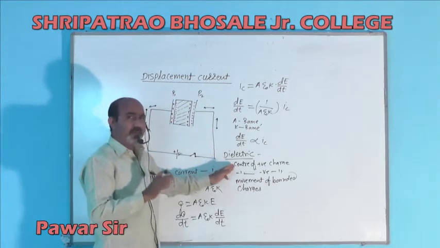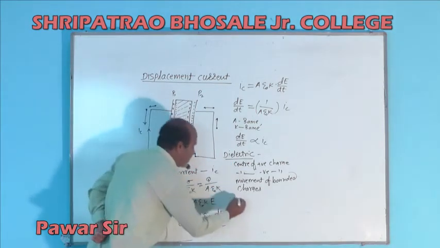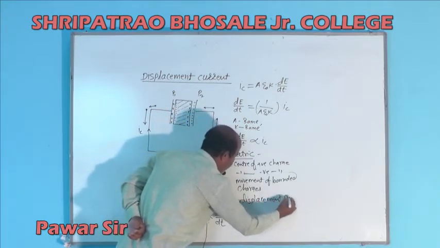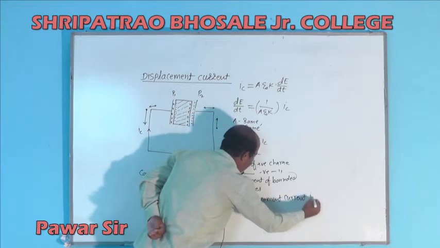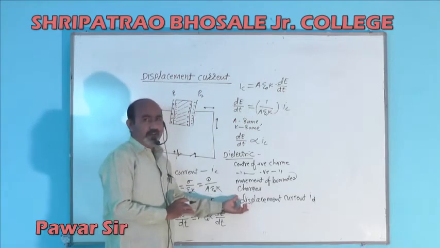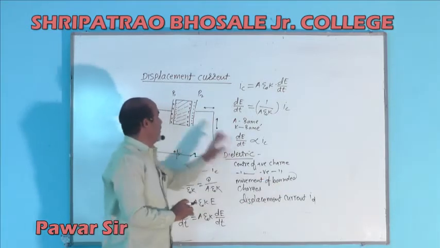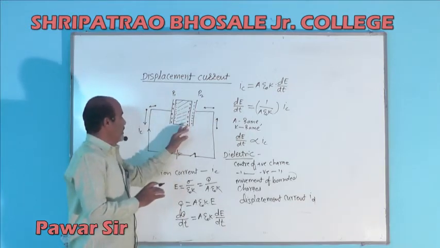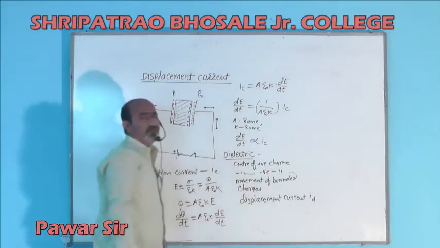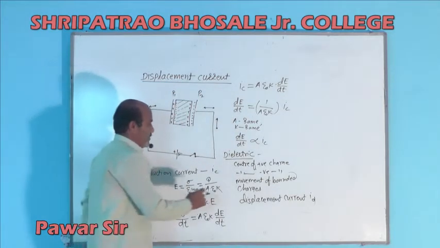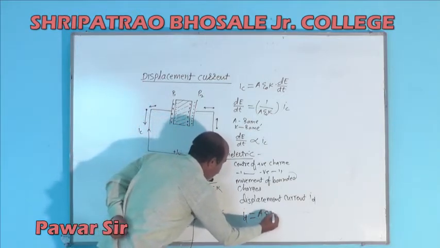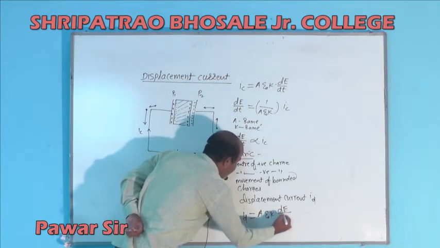This motion of charges produces a current. This current is called displacement current. We denote it by ID. So displacement current is produced by movement of bounded charges in dielectric, which is between two charged plates. Now this displacement current is equivalent to this conduction current. So we can write displacement current ID as equal to A epsilon 0 k into dE by dt.